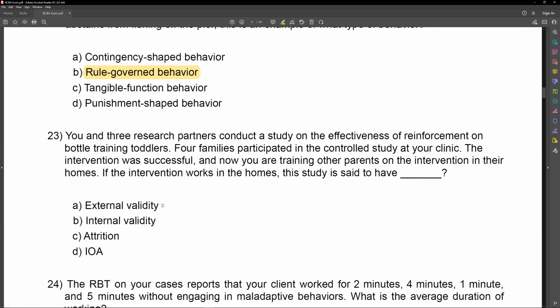Internal validity, right, is more you have a functional control over what's happening in your experiment, okay? There's no confounds or things outside of what you're controlling messing with the experiment. Attrition is research participants dropping out of your study, right? And then IOA, of course, is an agreement between 2 or more observers on the data. We're not looking at any of those. We're looking at this external validity. Will our intervention work outside of the experimental setting? So our answer here is A.